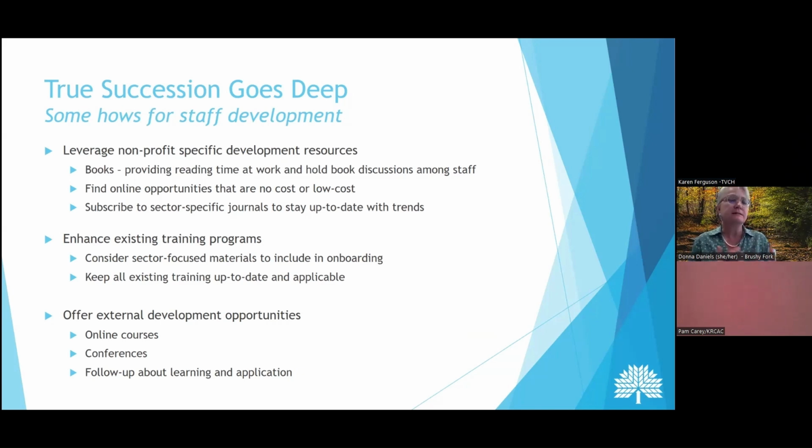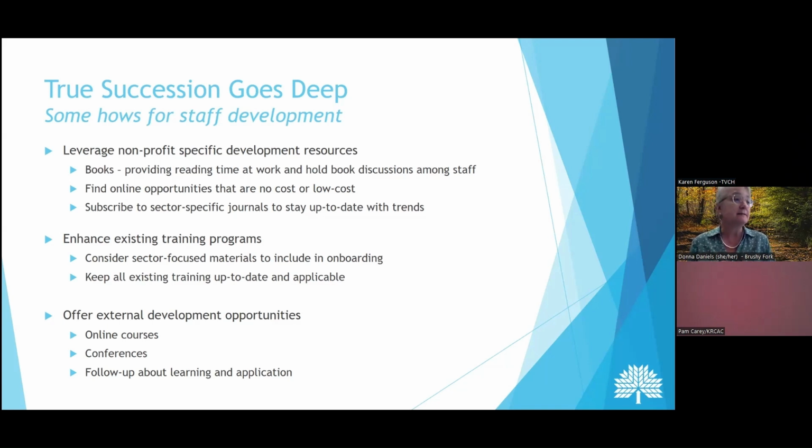And then subscribing to sector specific journals. If you're in a healthcare organization or you're in an organization that provides services to homeless people, I know we've got somebody here that's doing that, then if you can find sector specific magazines or journals or discussion groups to stay up to date on trends, that also is helpful. And it can be low cost or no cost.